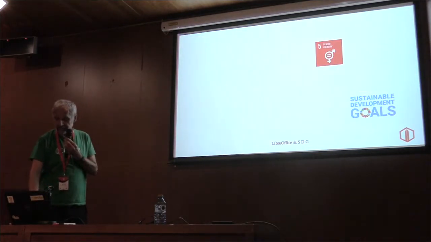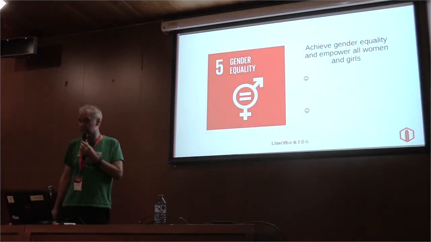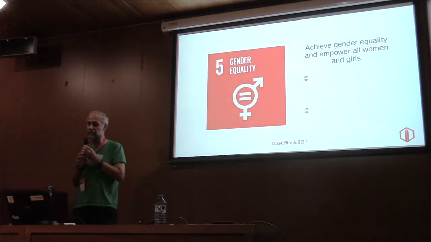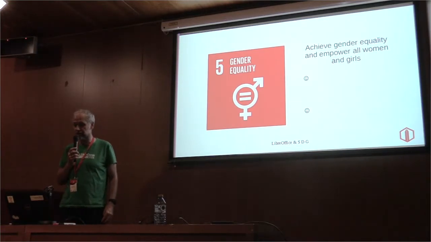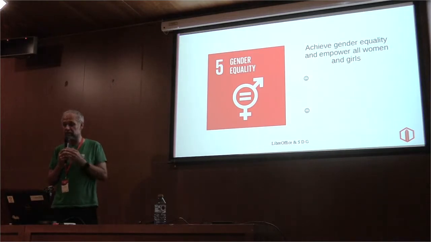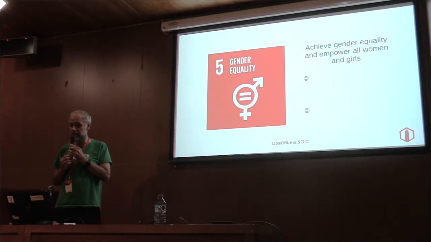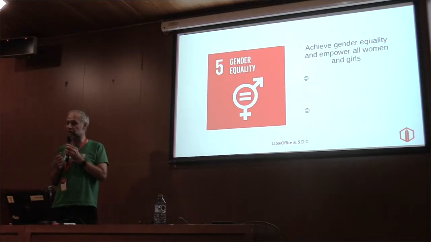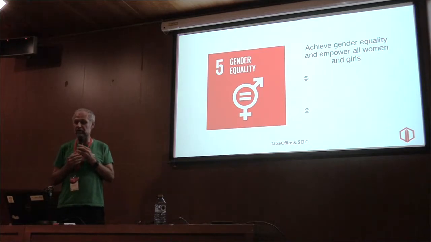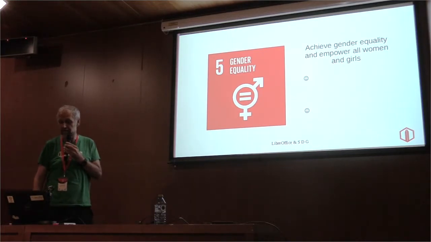Gender equality. As you might know, about 750 million women and girls were married before the age of 18, and at least 200 million women and girls in 30 countries have undergone genital mutilation. So, of course, this is something which might be outside of the scope of LibreOffice, but we should think about it, that in our own lives we can also try to reduce discrimination against women and girls.